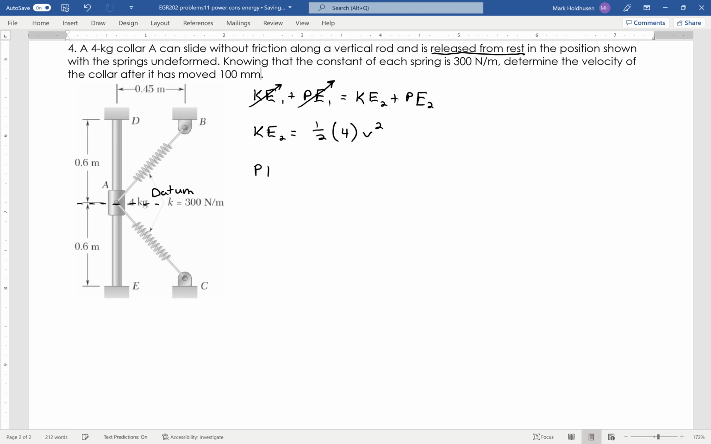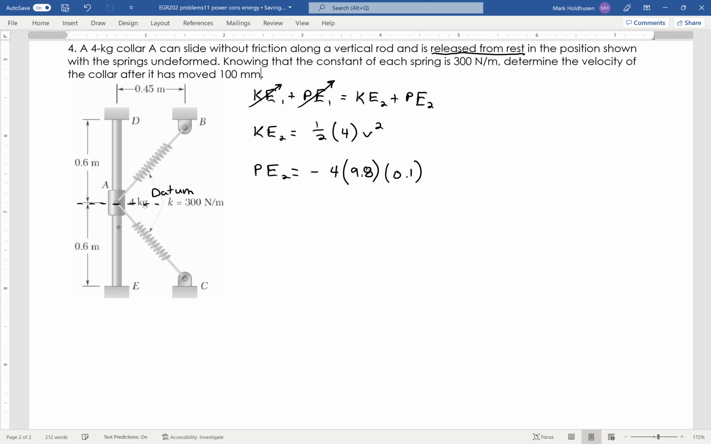Now comes my potential energy. We'll start with gravity since it's the easy one. I am below my datum, okay? There's potential for gravity to do negative work to get it back to the datum, right? To get it back up to datum, I need to move up. Gravity goes down, so negative potential below the datum. So it's going to be negative mgh, where m is 4, g is 9.8, and h is 0.1 down below. So after this thing has moved down 0.1, now I've got 2 springs.